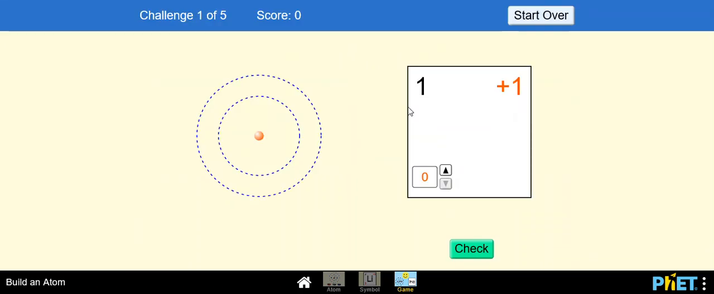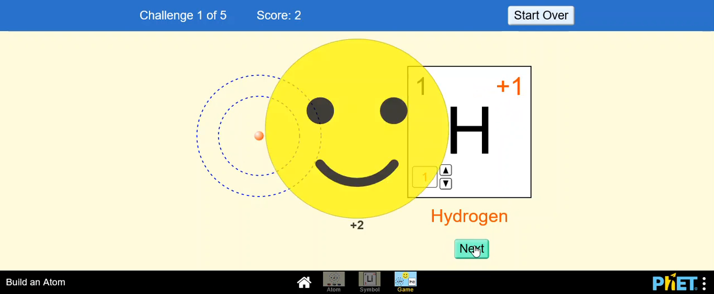This game is asking you to find a couple things. It may ask you for mass number, it may ask you for the charge, or it may ask you for the atomic number. This one's asking you for the atomic number. We have 1 proton, so therefore the atomic number is 1. Okay. We have no electrons, so the charge is +1, which automatically appeared for you. Click check, and you know you got it right if you have the smiley face.